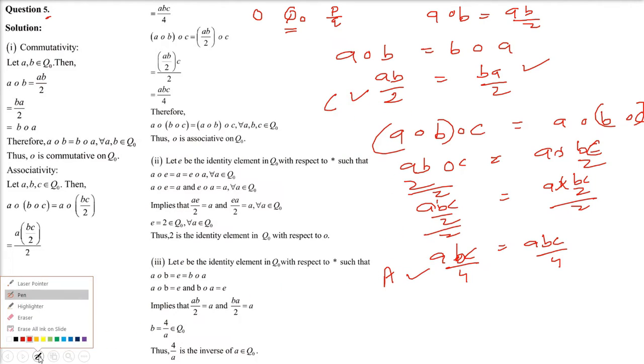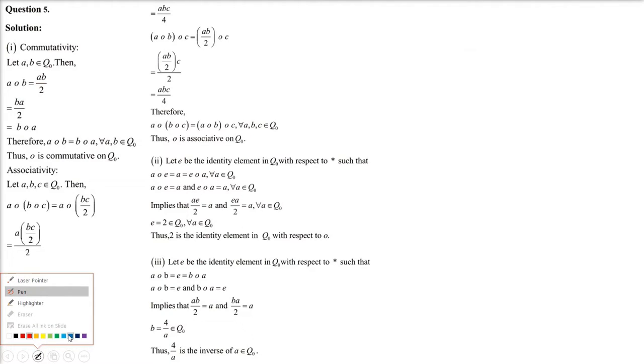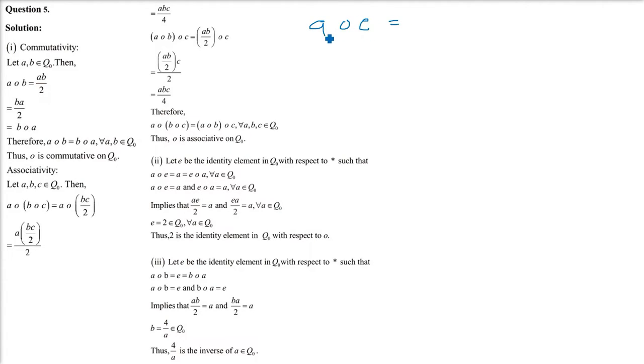Coming to the identity part. What is identity? In this Q0, if you take any element A and operate with the identity element, which should also belong to Q0, the same element should come back. A operation E should be equal to A. A operation B is given by AB by 2 in this question, so we can write AE by 2 equals A. This A gets cancelled, E goes to the right hand side, E becomes 2. So E equals 2 is the identity element in Q0 with respect to this operation.